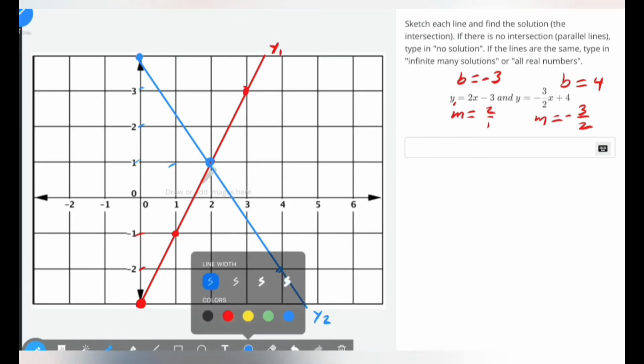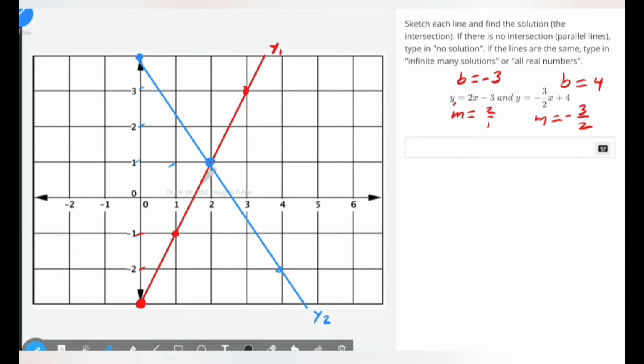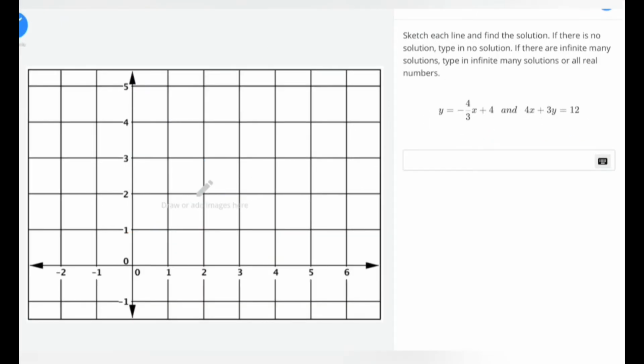The point that these two lines cross is right here. So that's 2, 1. So the solution is 2, 1. Alright? We need to solve for y for that. Alright, so let's solve for y.